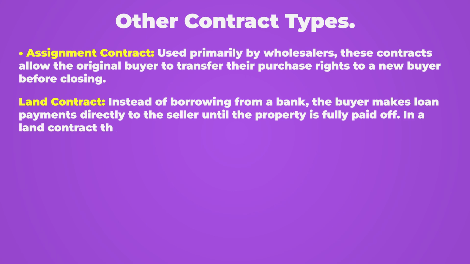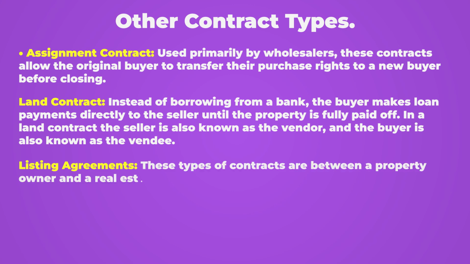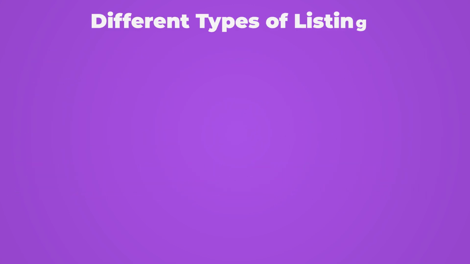In a land contract, the seller is also known as the vendor, and the buyer is also known as the vendee. And the last one of this list, listing agreements. These types of contracts are between a property owner and a real estate broker. In them, the property owner authorizes the broker to find a buyer for their property. In exchange, there can be commission for the broker, depending on the agreement they both sign. These are just a few of the common real estate contracts, but there are plenty more, each designed for specific situations. All right, now let's talk about the different types of listings.